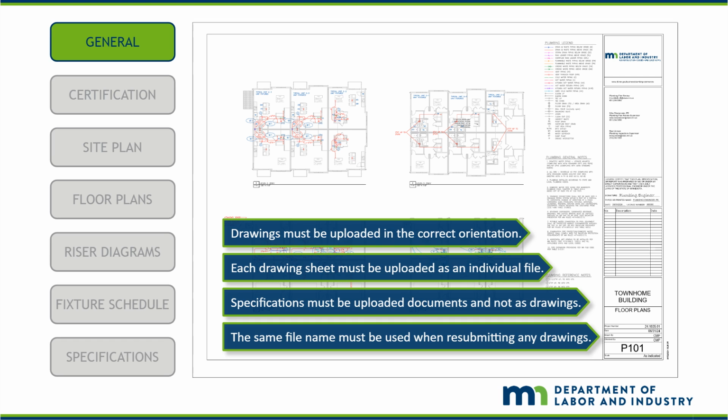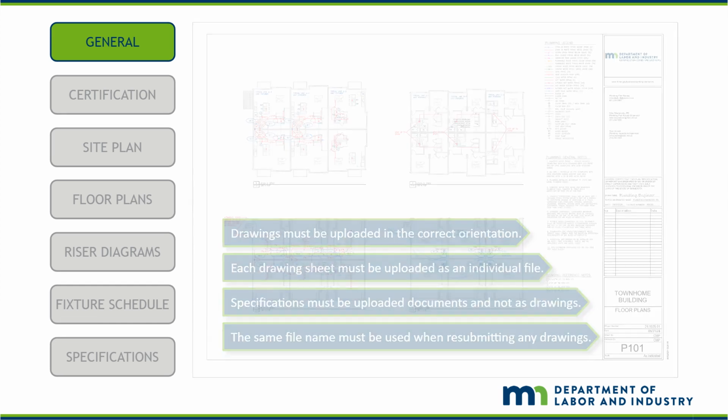When resubmitting documents for revisions or any other purpose, use the same file name as used when originally submitting. Do not include revision dates or any other characters in the file name. Provide file names that are descriptive, such as First Floor Sanitary and Vent Piping Plan or Second Floor Water Piping Plan. Do not use P1 or P2 as file descriptions.